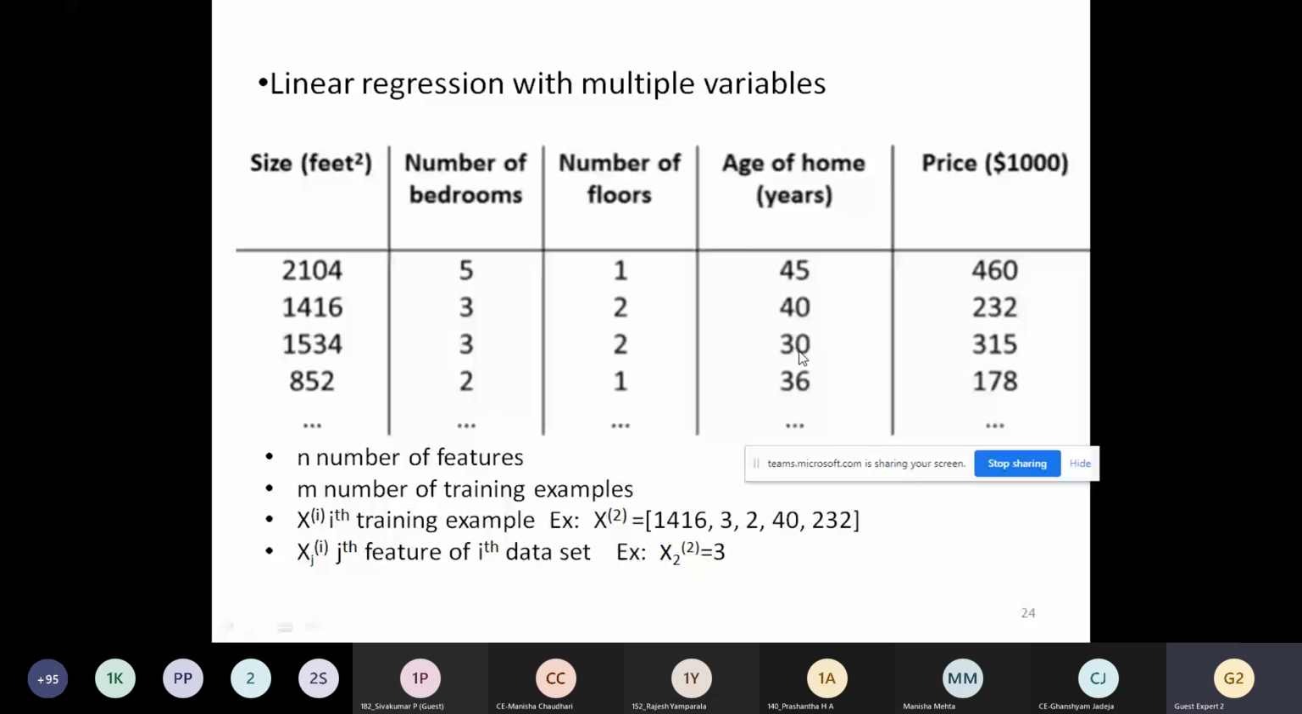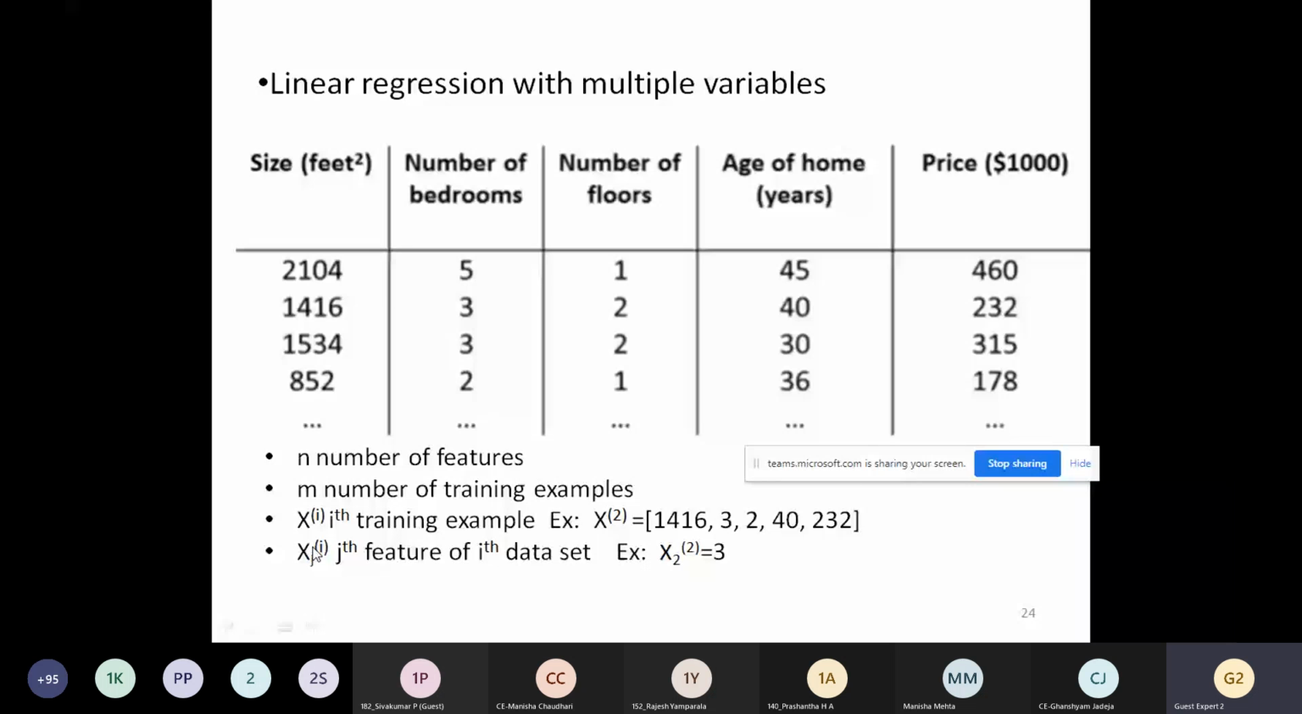Now while modeling multivariate regression, we have introduced one more term, that is n. n is the number of features. m is the number of training examples. x superscript i is the ith training example. So let's say x superscript 2, that is equal to the second row of my data set. Now x_2 superscript 2, what is it? Second feature of the second record of my data set. So these are the notations which we are going to use in our further discussion.